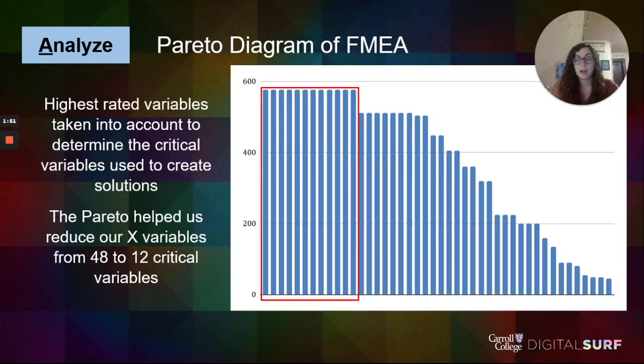So we again found 12 critical variables of the 48 of our X variables, and we took these high variables into account, as well as those three components of communication, contracts, and standard operating procedures to move forward and create our solutions. And now I will pass it on to Nolan. He will talk more about the analyze phase.